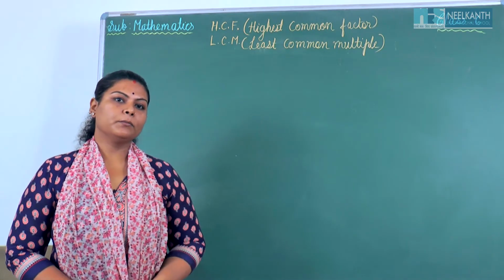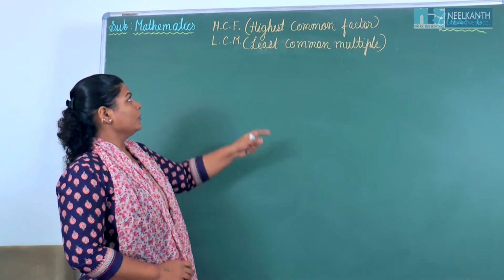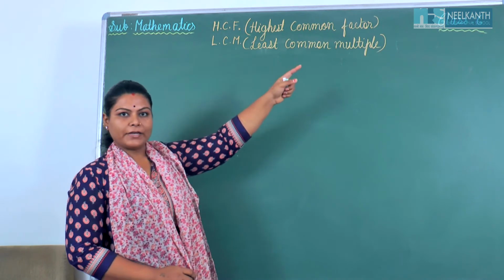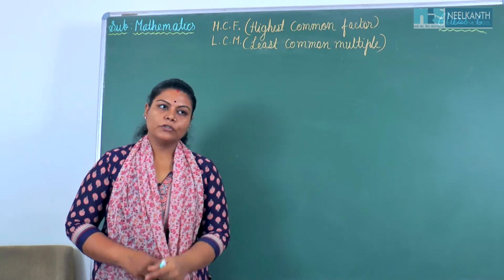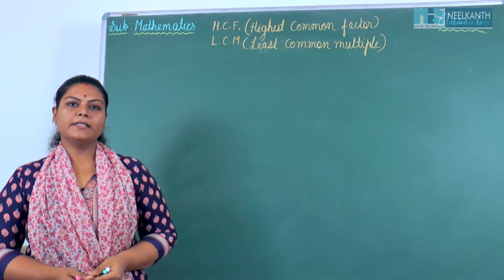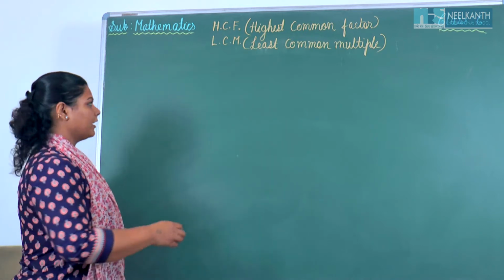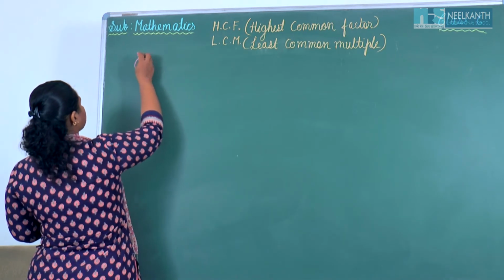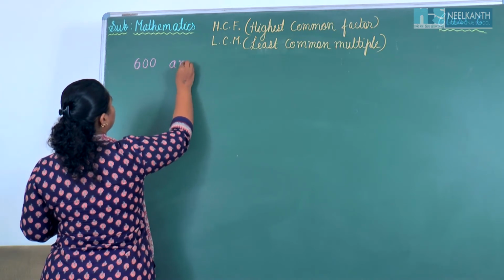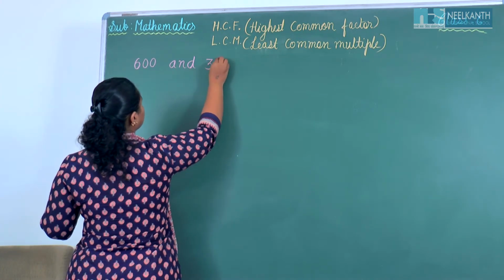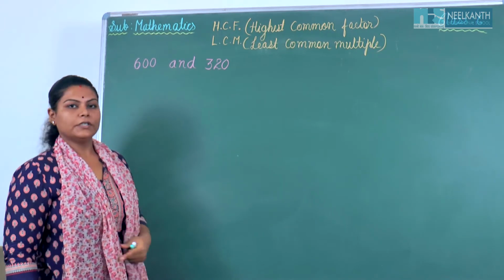Now let's cover one more topic: how to find HCF and LCM. As we know, HCF means highest common factor and LCM means least common multiple. First of all, we will learn how to find HCF by the prime factorization method. So let's check. Our question is 600 and 320, and we have to find the HCF of both numbers.